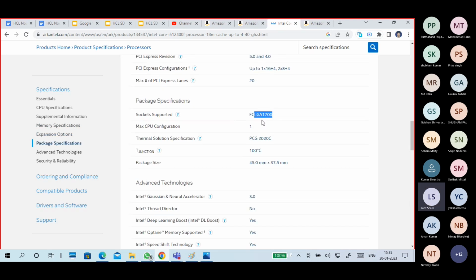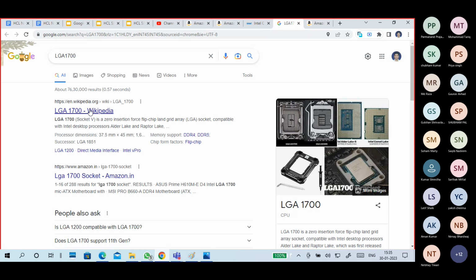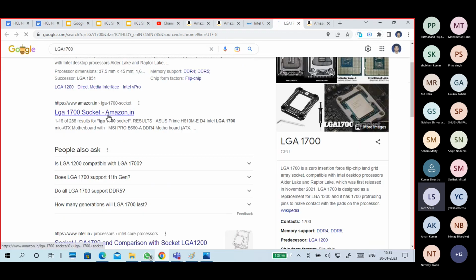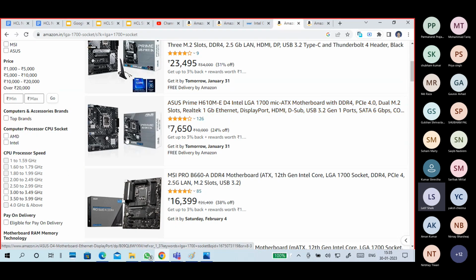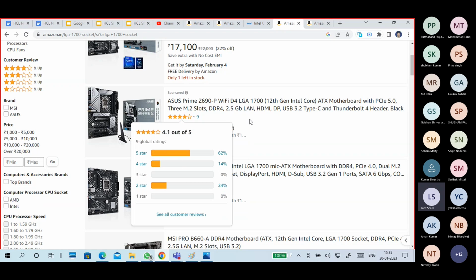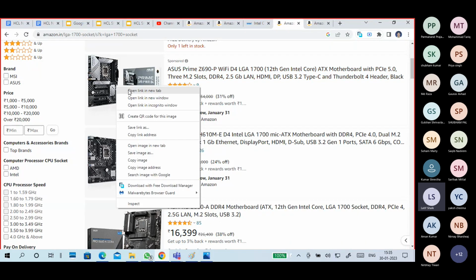So, what type of socket? LGA1700. A motherboard supporting this type of socket is required. So, for example, I'm going to this. This is an LGA1700 supporting motherboard. This also comes under lesser cost. You can see this 7650, which is a very heavy cost. What is the difference? The built-in features. This one has HDMI, 2.5 gigabit LAN connectivity, and 3 M.2 slots.